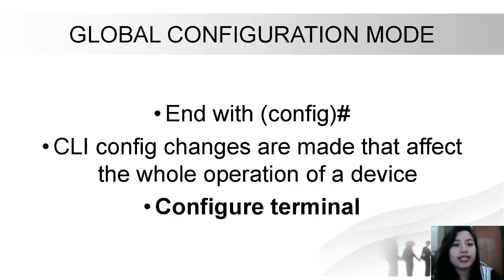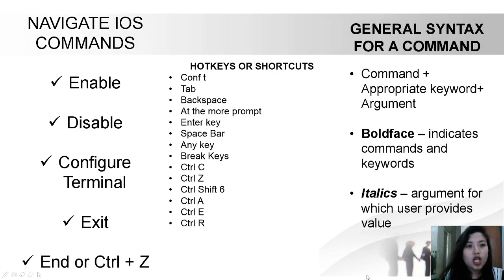Global configuration mode ends with config and then sharp. CLI config changes are made that affect the whole operation of the device: configure terminal. So the navigate IOS commands are enable, disable, configure terminal, exit, and Control Z. Hotkeys or shortcuts are these: conf t, tab, backspace, at the more prompt enter key, space bar, any key, break keys, Control C, Control Z, Control Shift 6, Control A, Control E, and Control R.